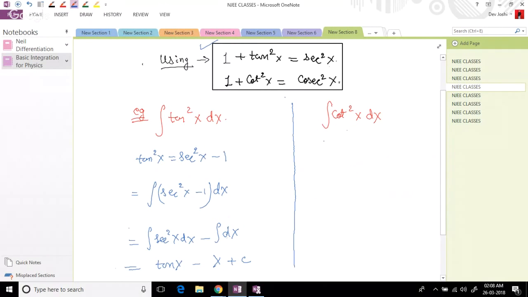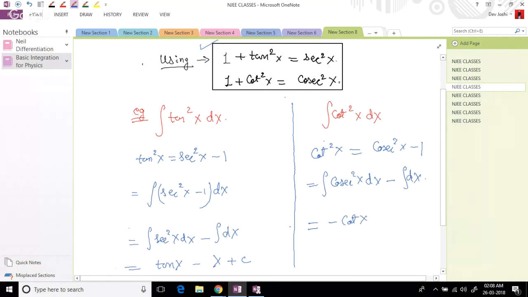Next, integral of cot square x dx. So again, you can apply the same property. So cot square x can be equal to what? Cosec square x minus 1. Correct. Again, put up the values. So what we are having, integral of cosec square x dx minus integral of 1 dx. So it is going to be equal to integral of cosec square x is what? Minus of cot x. Correct. Minus integral of dx is what? X plus c. That is your final answer.